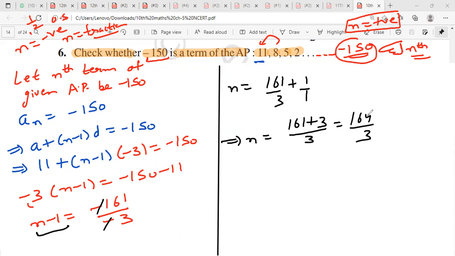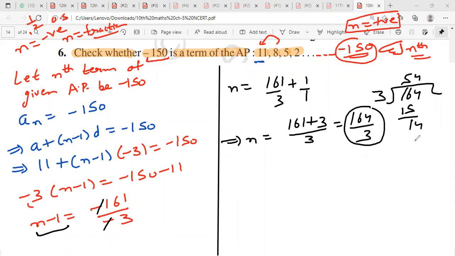Now 164 is not divisible by 3. ये proper divide नहीं होगा. अगर मैं 164 को 3 से डिवाइड करता हूँ, what I will get? 3 5 is 15. 6 - 5 is 1, 4. 3 4 is 12. That's it. It is not completely divisible.